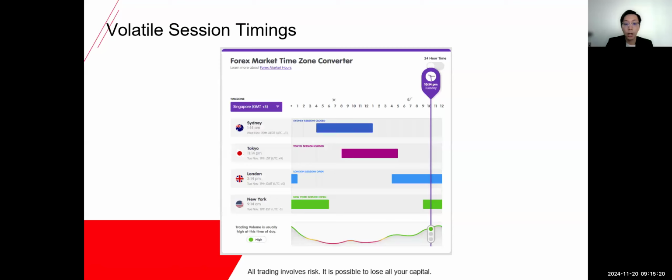Then you search for session timings. Babypips.com session timings will help you know which timings are the most volatile. You can see right here that trading volume is usually high at this time of the day. If you look at London and align this area, it shows you that it's very volatile during this timing.